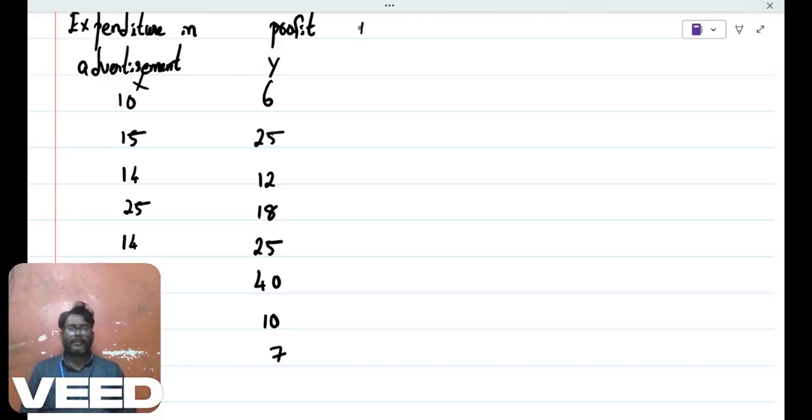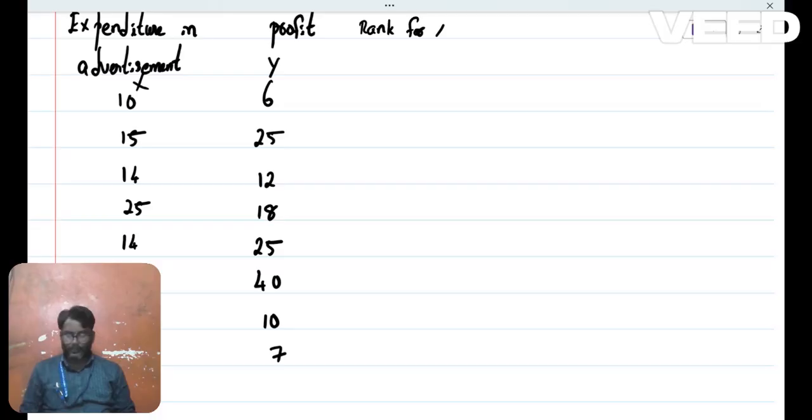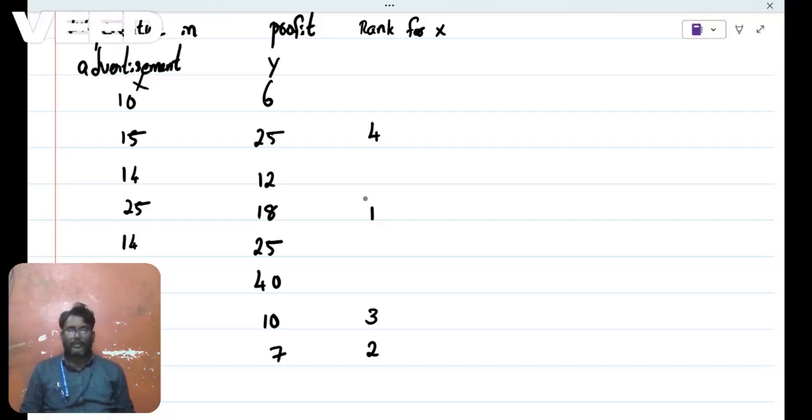So rank for x. First you have to take the largest value. So rank for x will be the largest value, 25, which is rank 1. The second largest value will be 22. We can assign it as 2. Next the third largest value will be 20, which is 3. Next the fourth largest value will be 15. So assign it as 4.